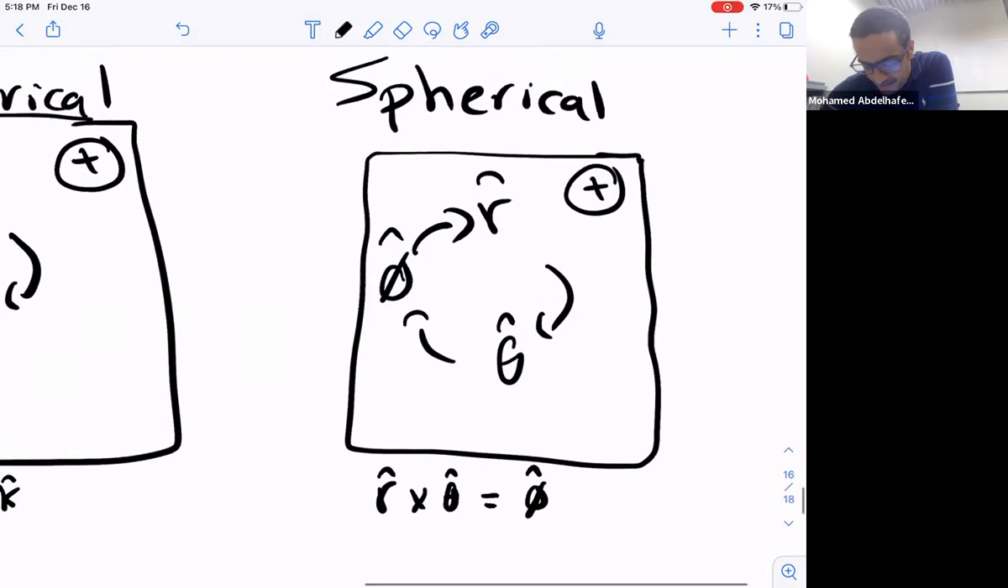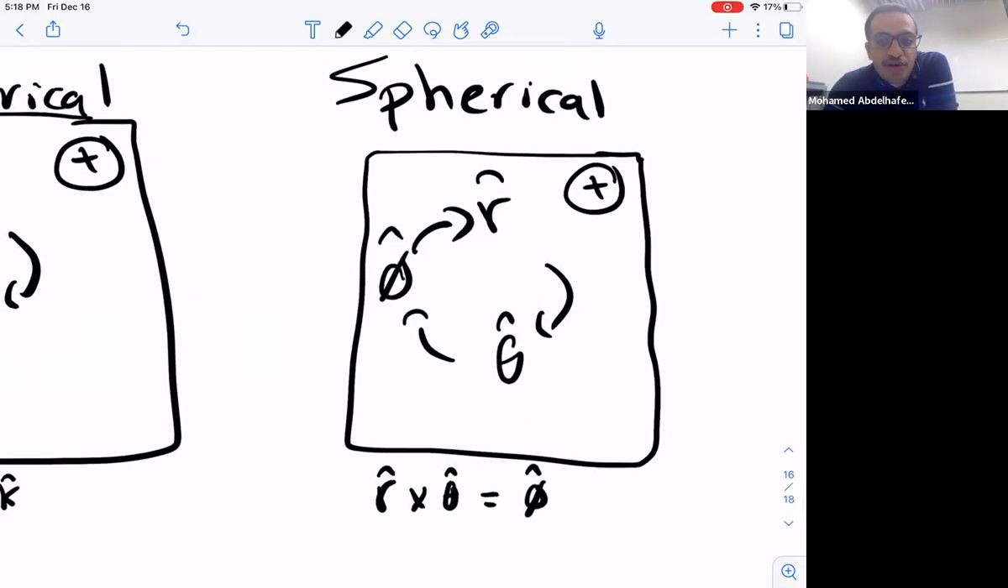So I want you to remember this: r, theta, phi is the order in spherical coordinates in terms of cross products. Any questions about the positive cycle r, theta, phi in spherical coordinates in terms of crosses? So remember this r, theta, phi.